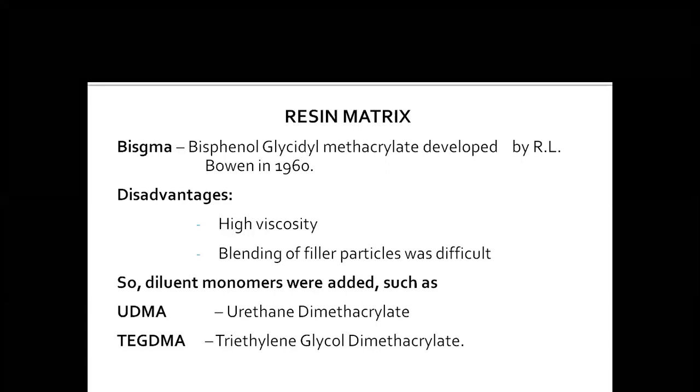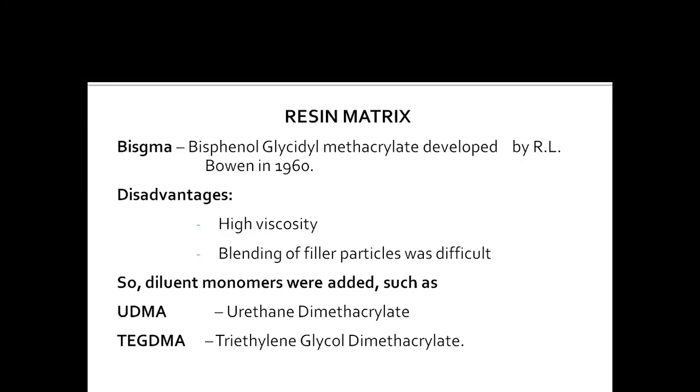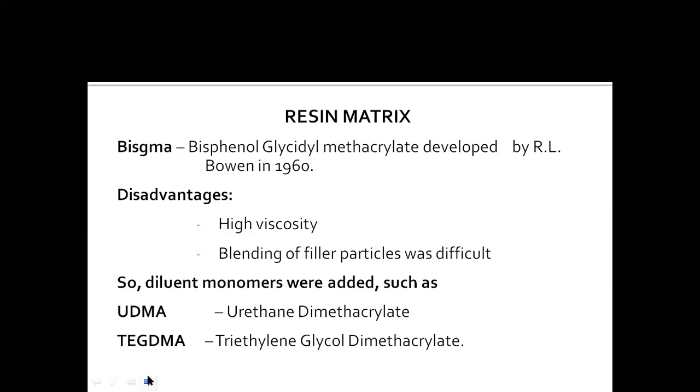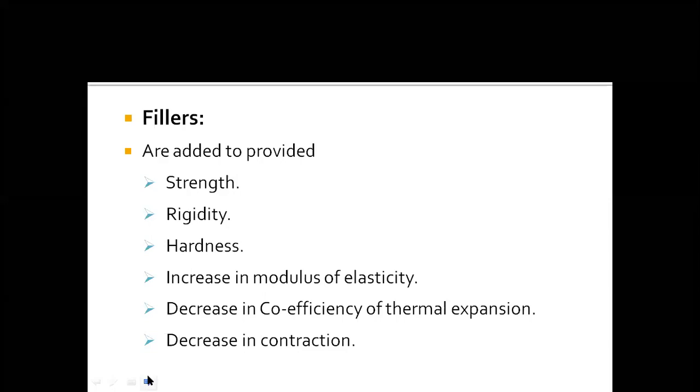So diluent monomers were added. What was added to this resin matrix was UDMA, that is urethane dimethacrylate, and TEGDMA, that is triethylene glycol dimethacrylate. These two were added in small amounts to give proper flow, to decrease the viscosity, and to improve the blending of the filler particles. BisGMA is the major constituent in the resin matrix. Anytime they ask what the major constituent is, it's BisGMA, definitely. The other things which can be added are urethane dimethacrylate and TEGDMA. Now fillers, they have different fillers again here.